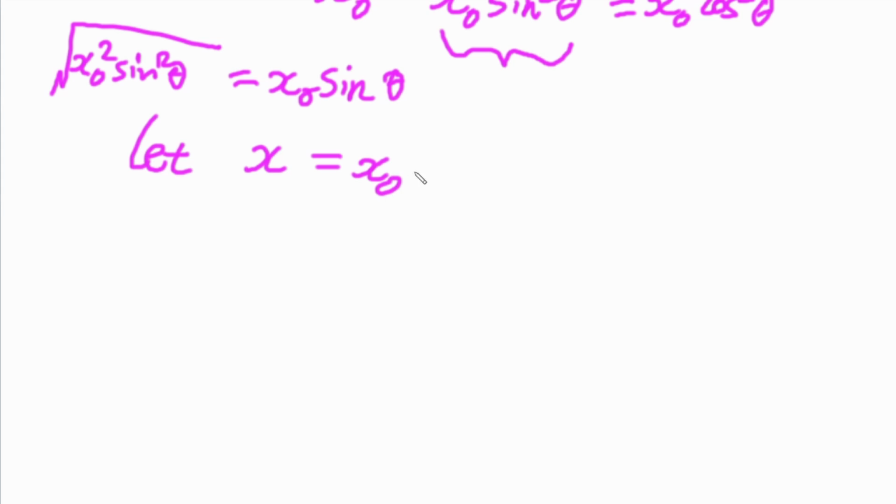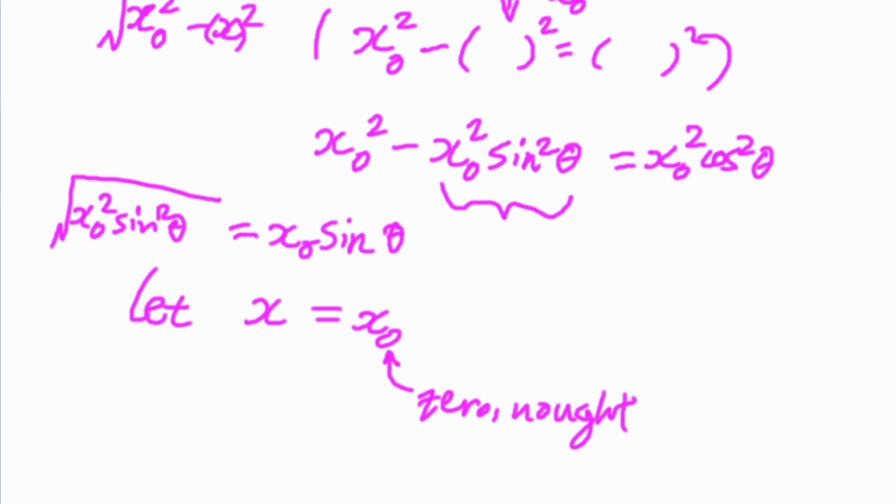x naught, x0. Well, fun fact, this 0, I keep saying naught out of habit because it's a faster way to say 0. It's got one syllable. This 0 is also called naught, spelled N-O-U-G-H-T, for those of you who were not aware of it before. So let x be equal to x0 sine theta.